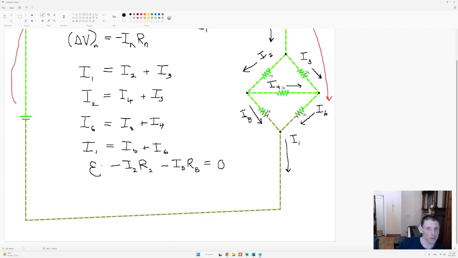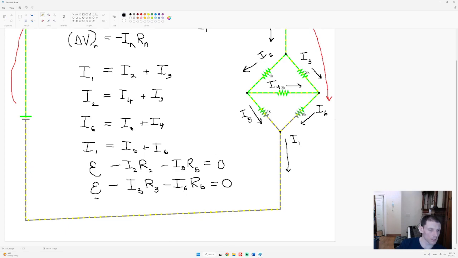But let's do the other loop then. This is going to be the EMF of the battery minus I3 R3 minus I6 R6 equals 0, right? And then we could do one more.